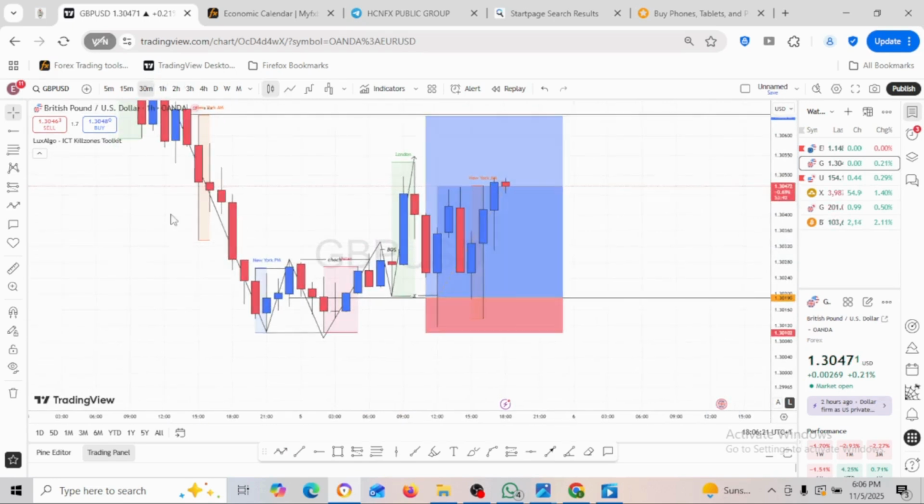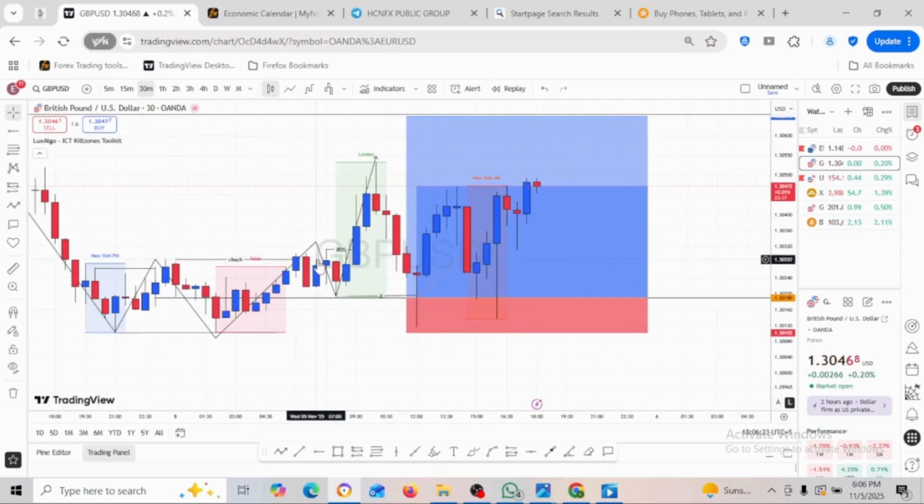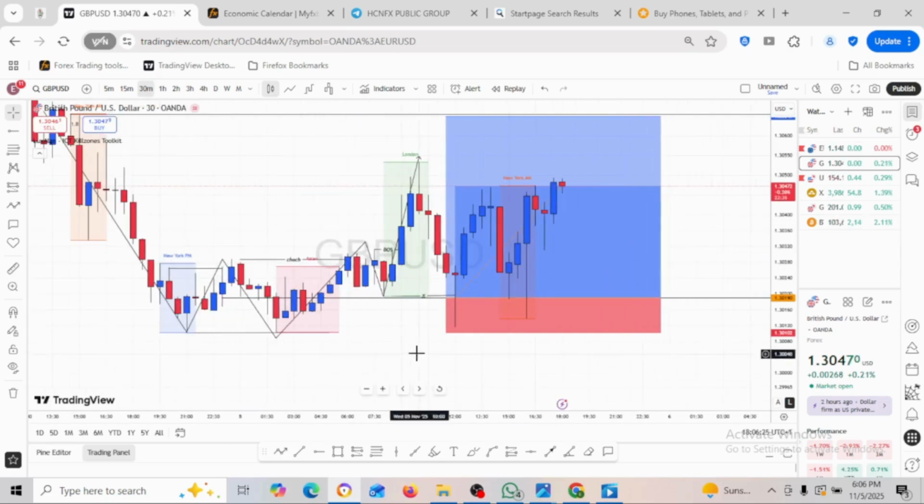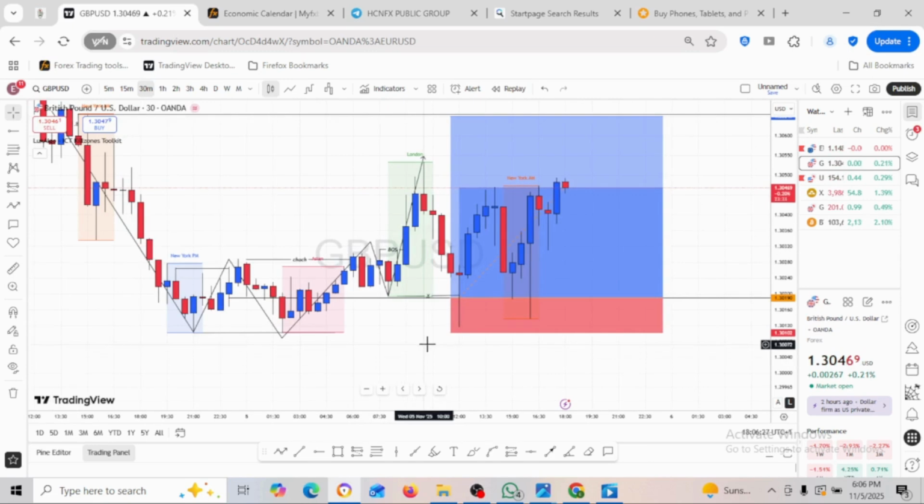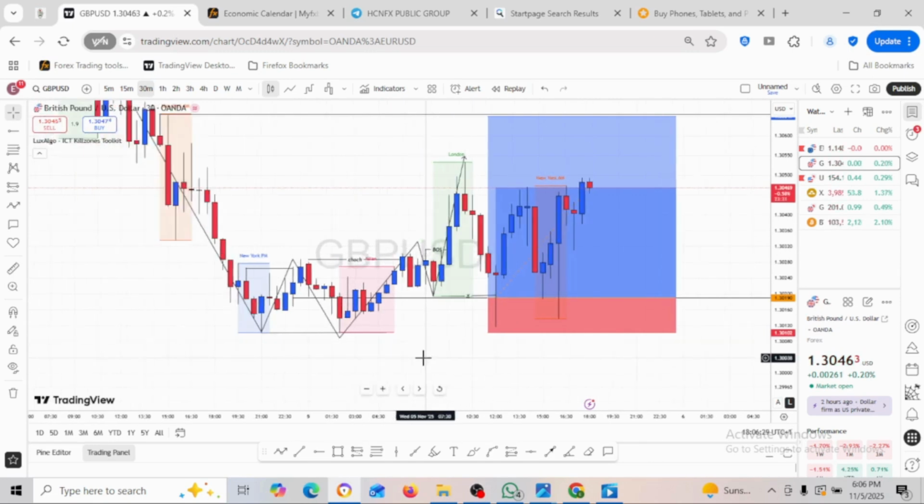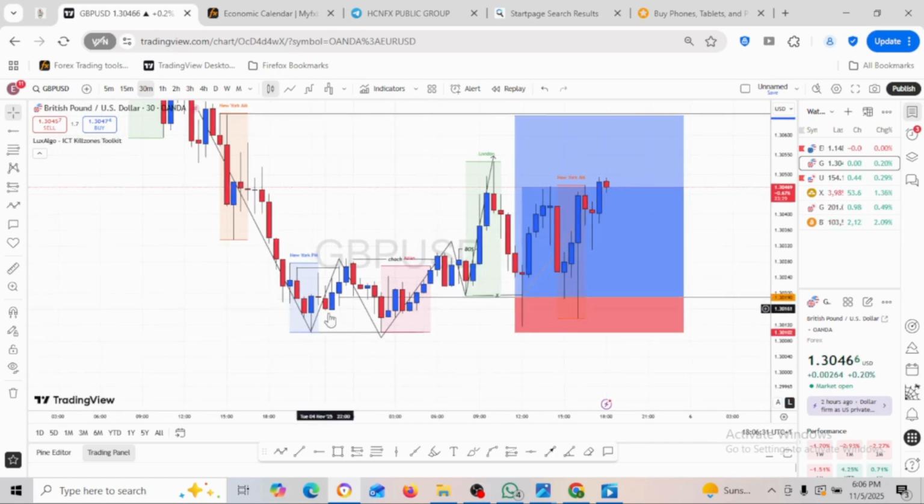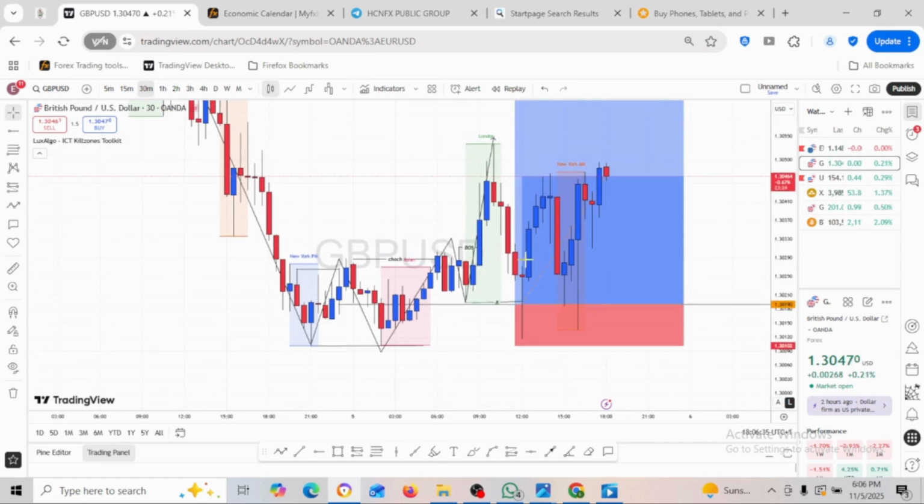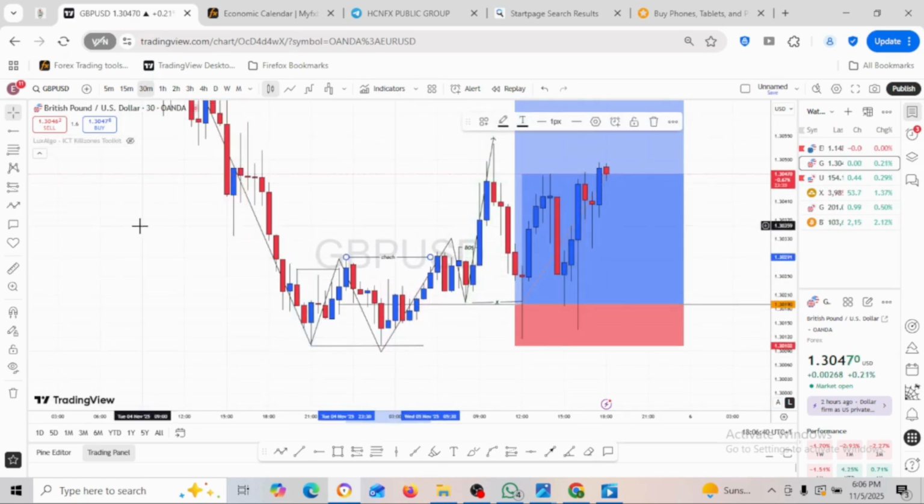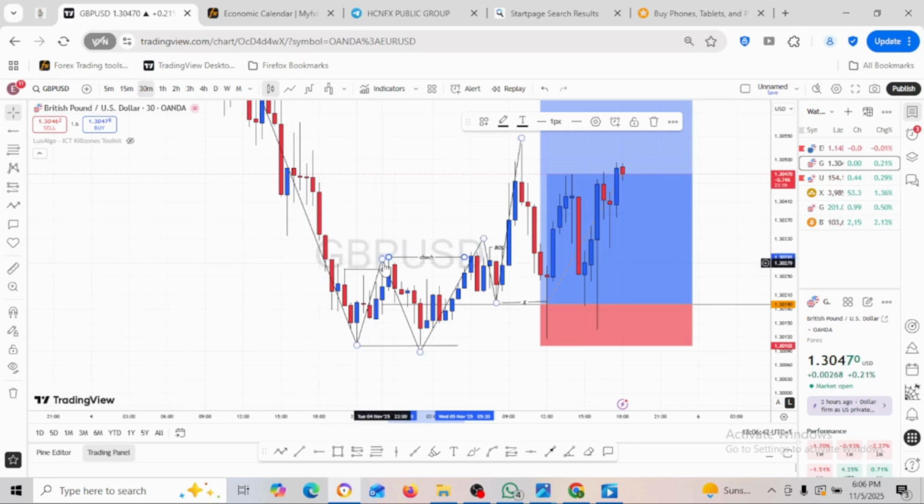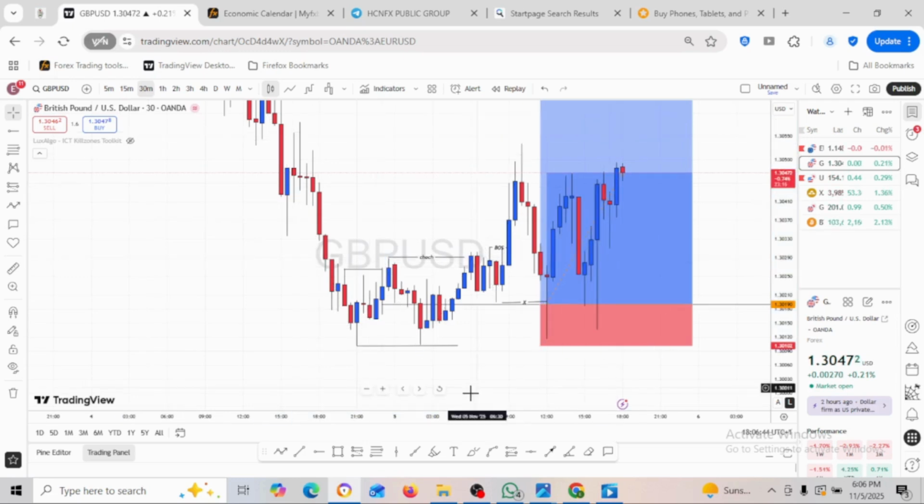Now going down to the 30 minutes, this is where all the story comes out very clear. Now the 30 minutes is an immediate time frame to that of the 1 hour. Do you understand? So here on the 30 minutes, we had a valid change of character. Let me off this indicator so you can see this. We had a valid change of character.